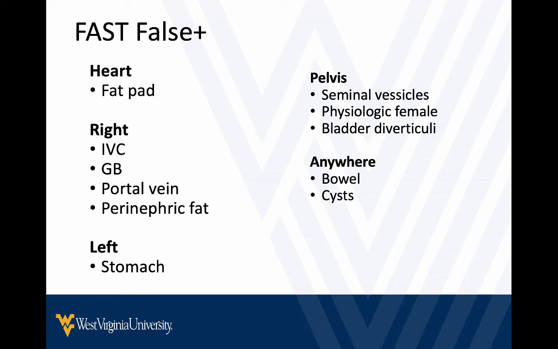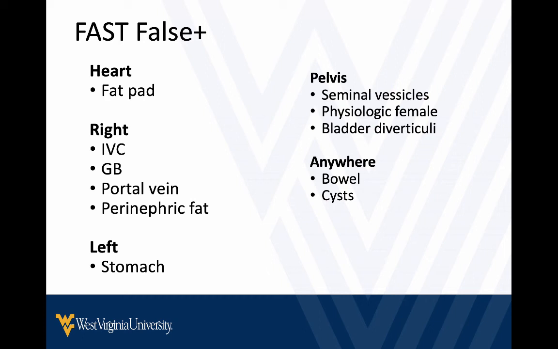Sometimes there can be a little perinephric fat that can mimic a positive fluid in Morrison's pouch. We'll probably see some examples of that. The stomach is a big one on the left side, so recognize what the stomach looks like. We'll look at that as well. In the pelvis, the seminal vesicles can sometimes look like free fluid posterior to the bladder, so we'll watch out for that.